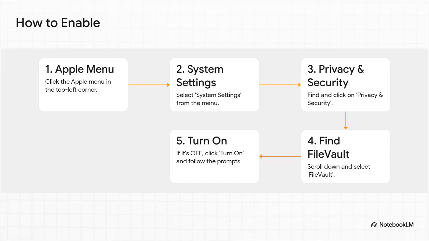You're going to go to the Apple menu in the top left corner of your screen and then click System Settings. From there, find and click Privacy and Security. Just scroll down a bit until you see FileVault. If it says it's off, click that Turn On button and just follow the on-screen instructions.